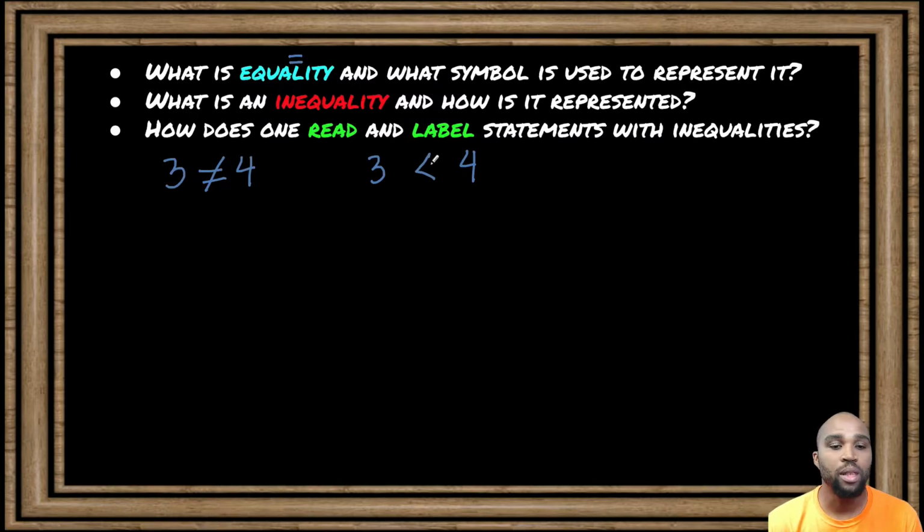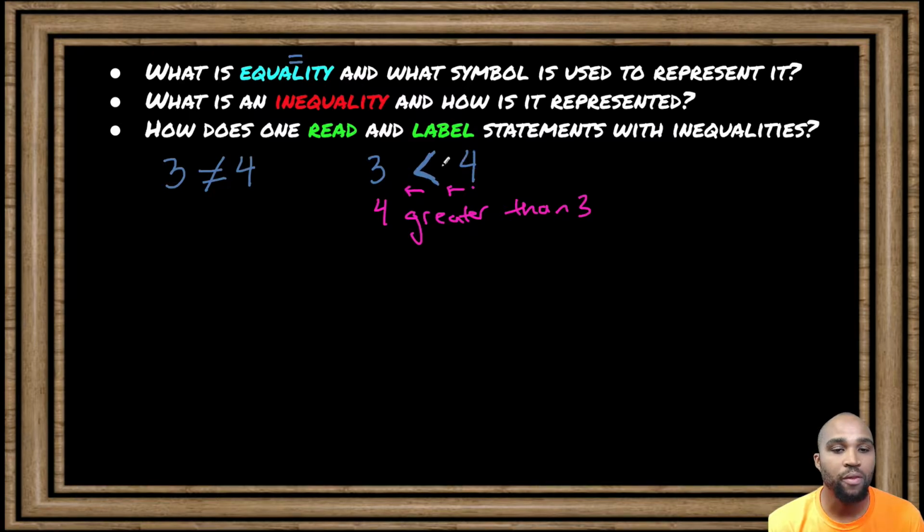A lot of teachers like to teach this symbol with the mouth opening to the greater entity. So since 4 is bigger, we're going to open that to 4. Since I kept talking about 4, let's read it like this: 4 is greater than 3. But we can also say it a different way, can't we? You can read these inequalities left to right, and they're still the same. That's how we just read it.